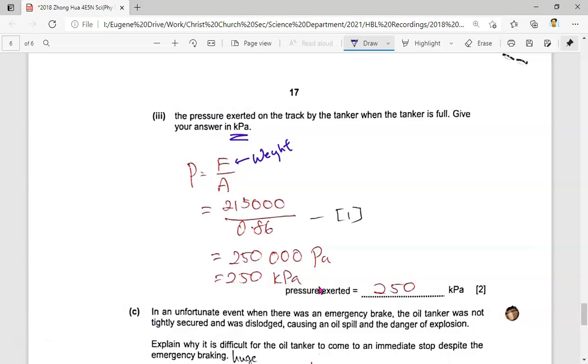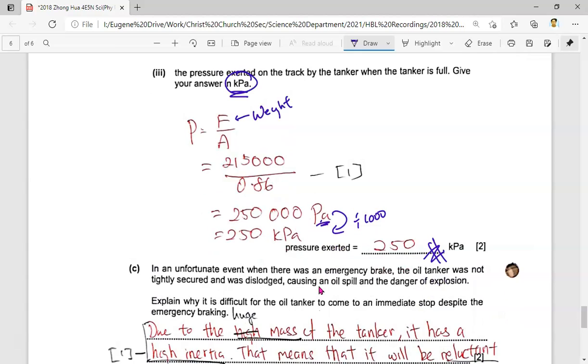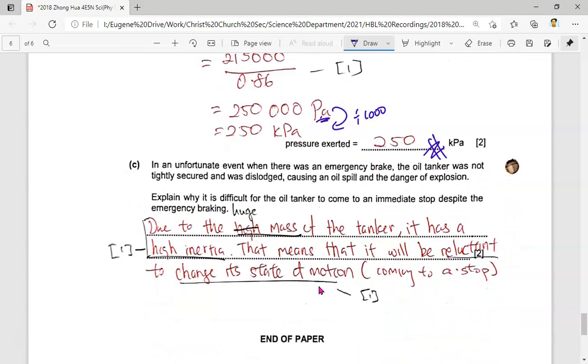So when you do your math over here, you're going to get 250,000 Pascal. However, they want it in kilopascal. So what I need to do is divide by 1,000. So I get 250 kilopascal. So that's the answer for part 3.